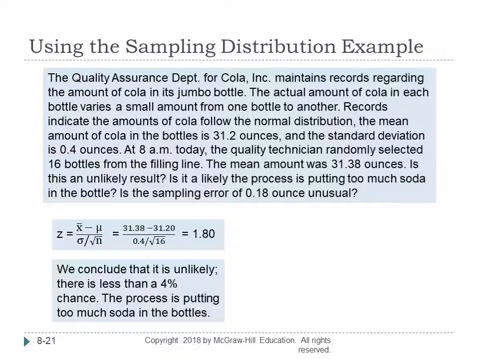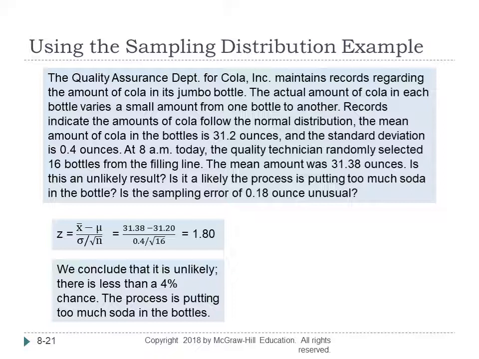The first step is to convert the value we have for the mean of the sample into a z-value. I take 31.38, subtract the mean for the population, which is 31.20, divide by sigma, the standard deviation, 0.4, divided by the square root of n, which is the square root of 16. The result is 1.80. This is the z-value.